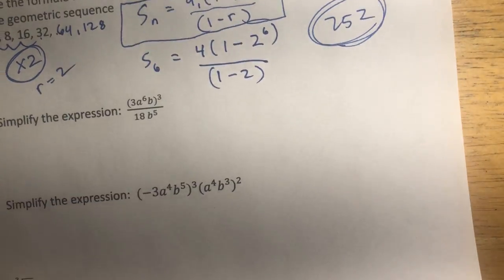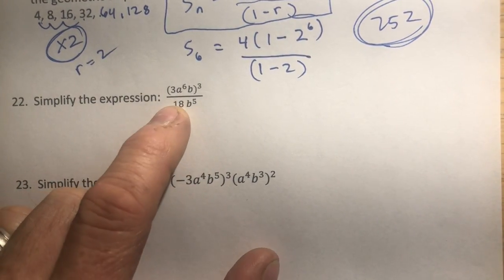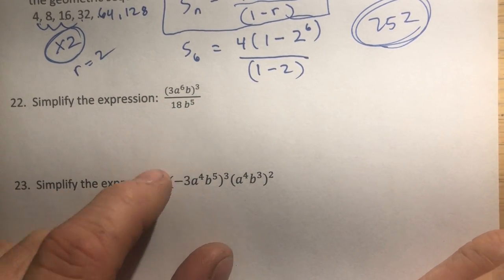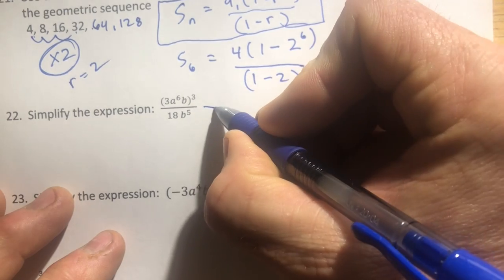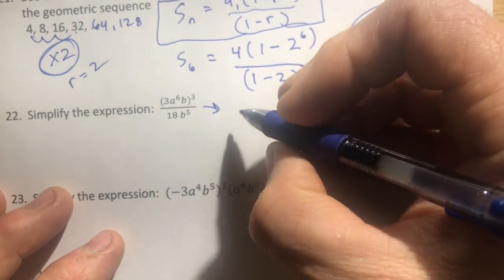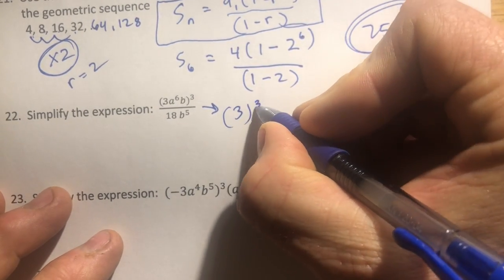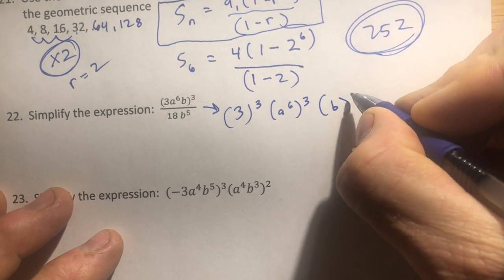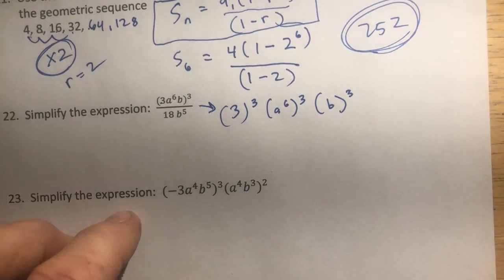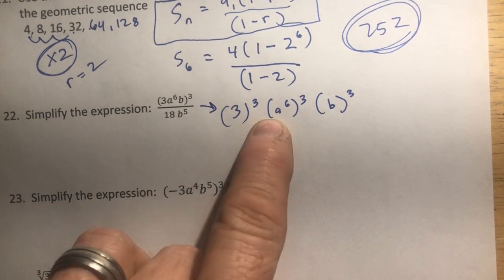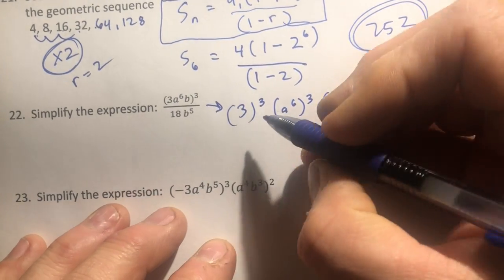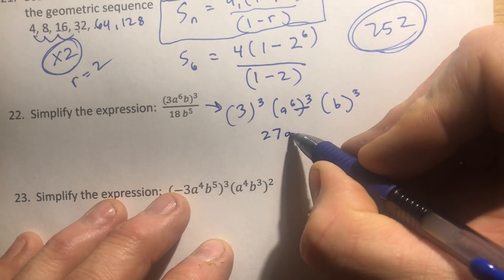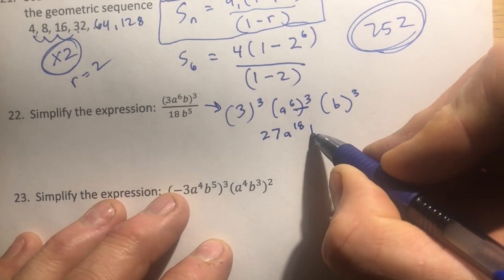All right, now we're shifting gears and going to some exponents. So I've got all this to the 3rd power, divided by 18b to the 5th power. All right, so on the top here, everything in here is to the 3rd power. So 3 is to the 3rd power, a^6 is to the 3rd power, and b is to the 3rd power. So everything inside that parentheses is to the 3rd power. Well, 3 to the 3rd power is 27. A to the 6th to the 3rd power, well, I multiply these, that's a to the 18. This is b to the 3.